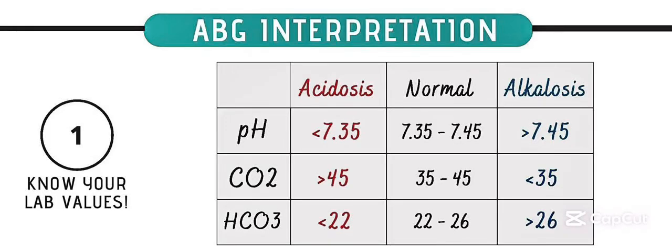In the last video, we learned about how to draw an ABG. Now let's break ABG interpretation into a simple hack. Step 1. Normal pH is 7.35 to 7.45. Below 7.35 means acidosis and above 7.45 means alkalosis.